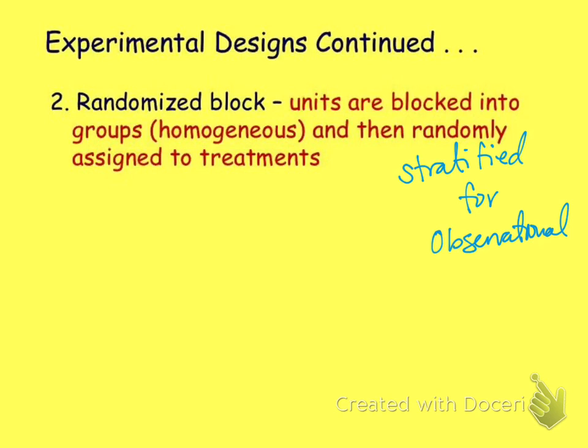So I would compare this to be kind of like a stratified. So observational is stratified. For experiments, it's randomized block. So units are blocked into groups first and then randomly assigned to treatments.